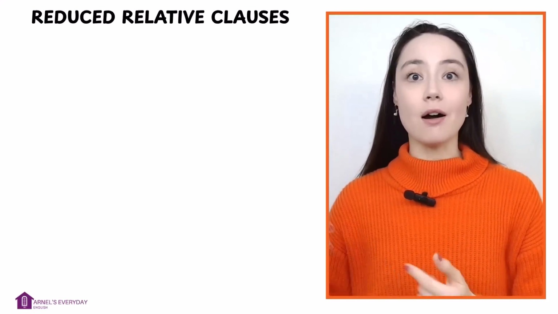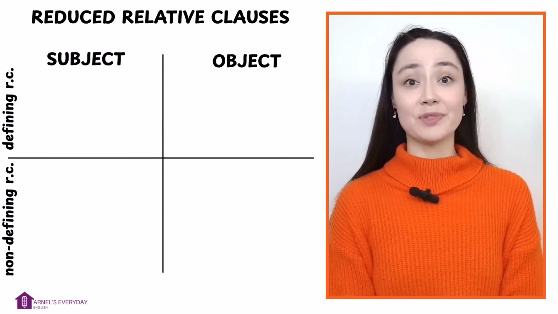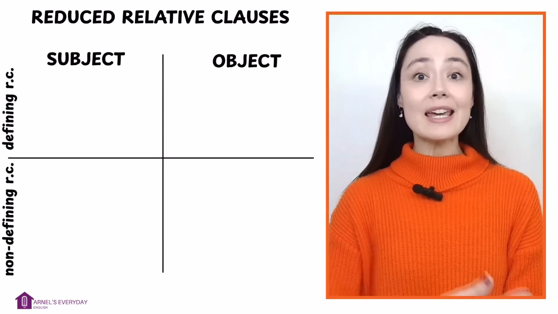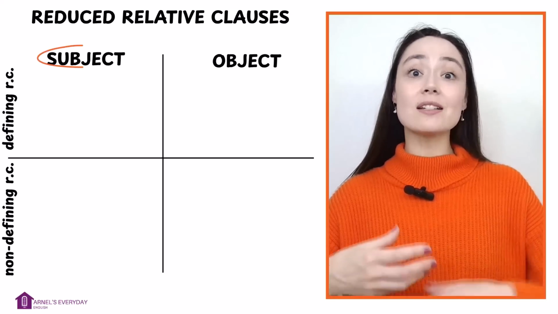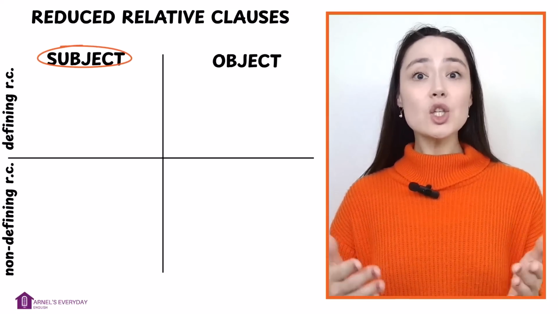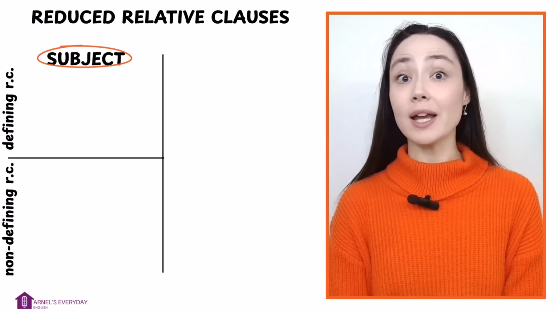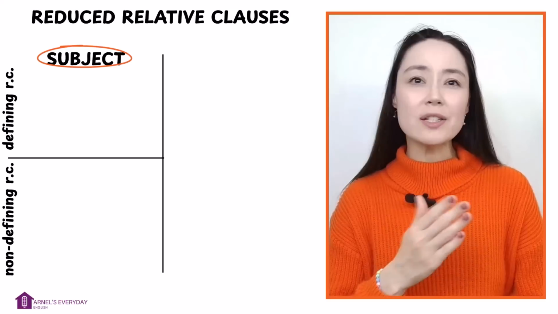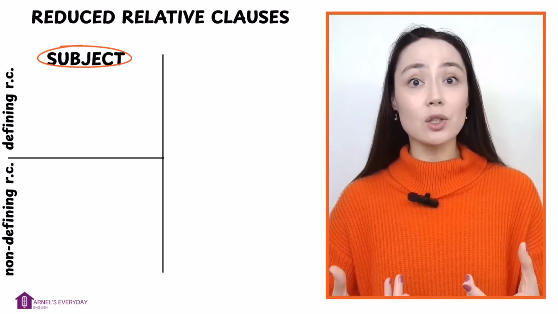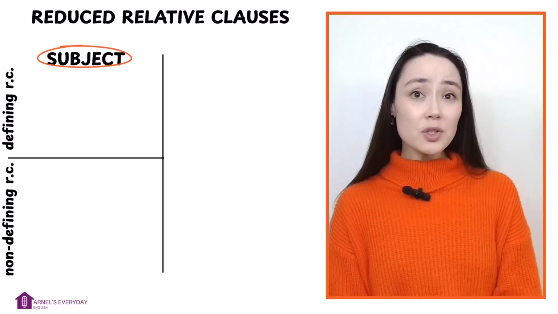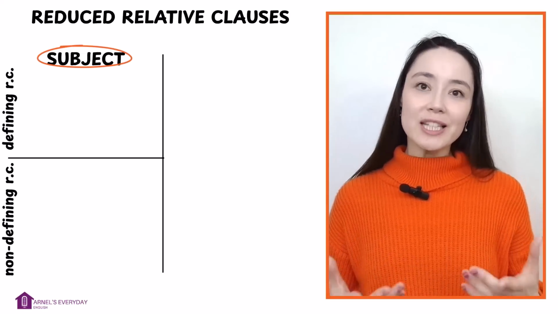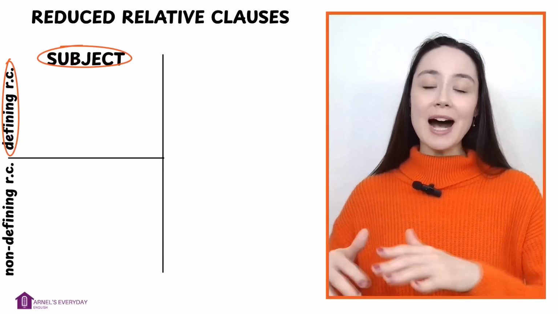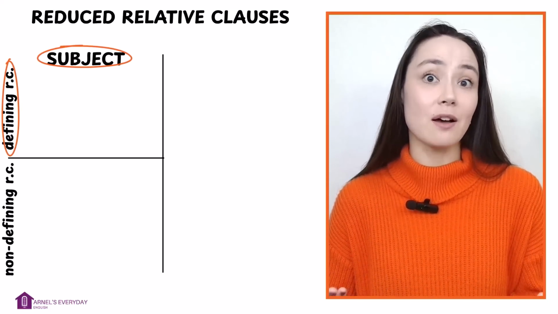Here we are. Let's go back to my chart. We can only reduce the relative clause if the relative pronoun is the subject of the clause. So we don't need the boxes on the right. And when I say reduce the clause, I don't mean just removing the relative pronoun. We looked at that earlier. That's different. Also, reduction usually only happens with defining relative clauses. So in my examples, I'll mainly use defining relative clauses.